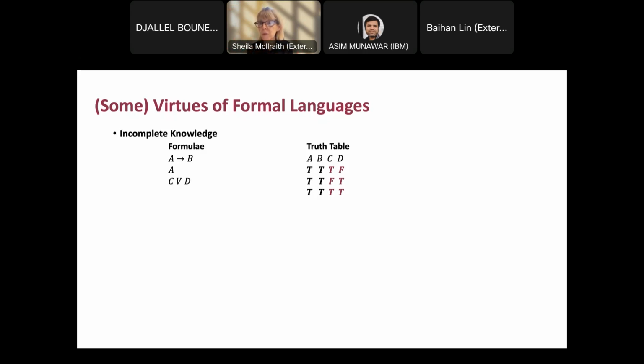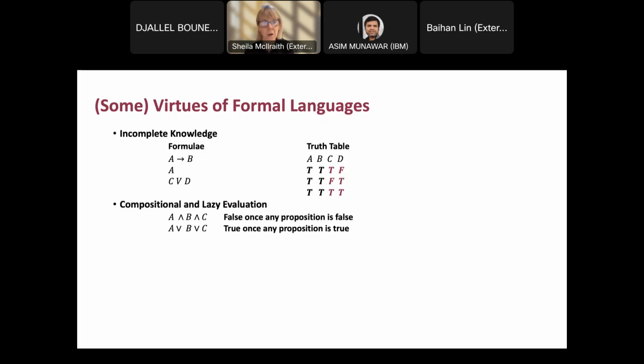But if we're dealing with first order logic, then a finite set of sentences can actually describe an infinite number of different worlds, an infinite number of different ways the world can be, and we can manipulate and reason about those infinite worlds by simply manipulating the sentences of the language, which is a very powerful concept. It's also the case that we can do compositional and lazy evaluation.